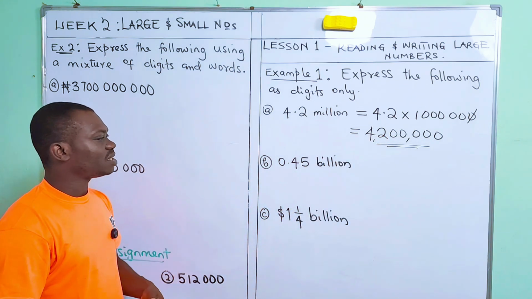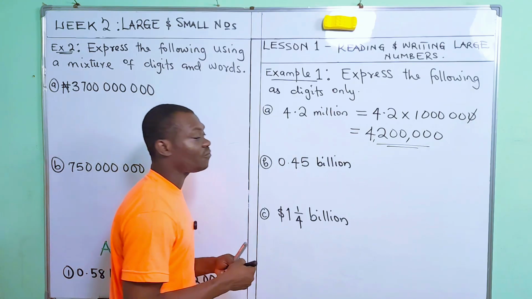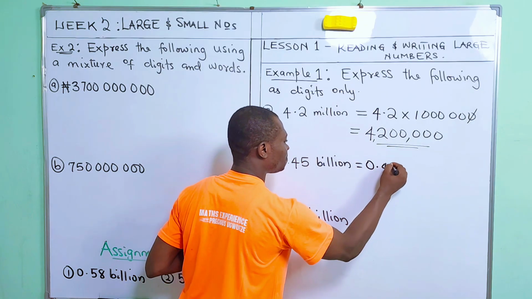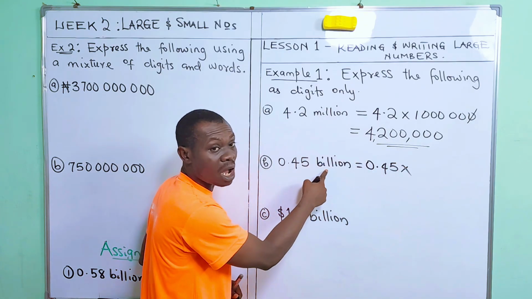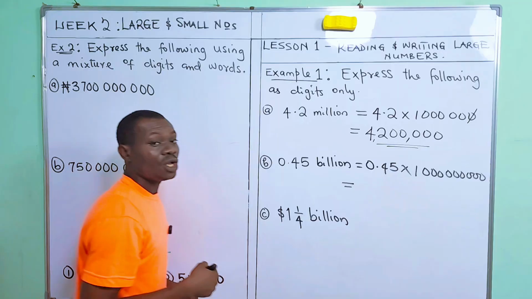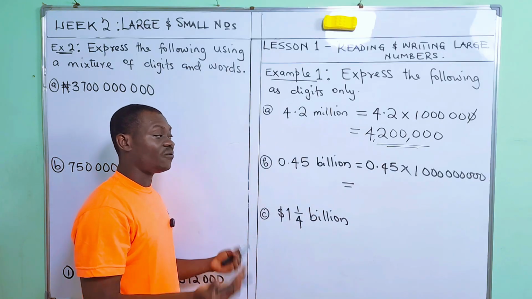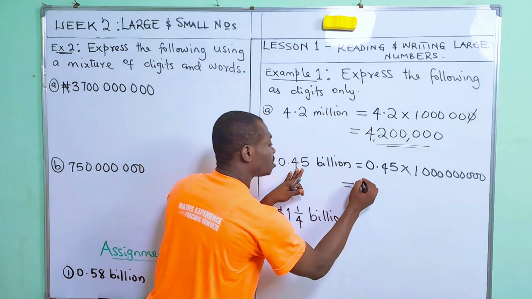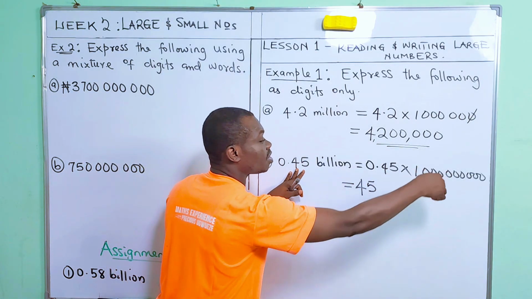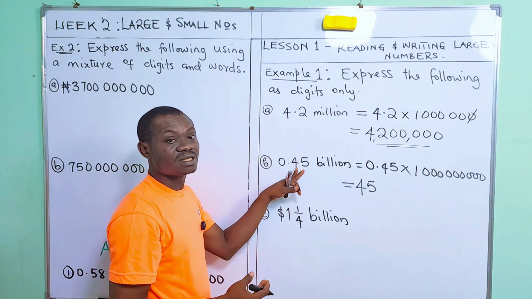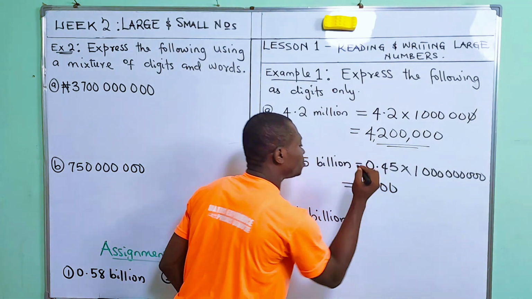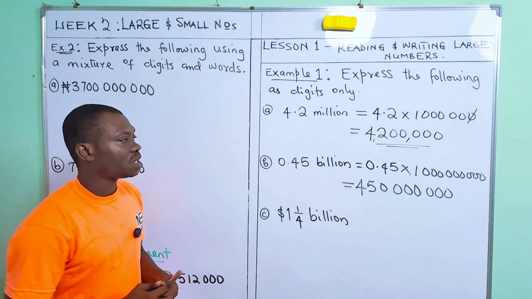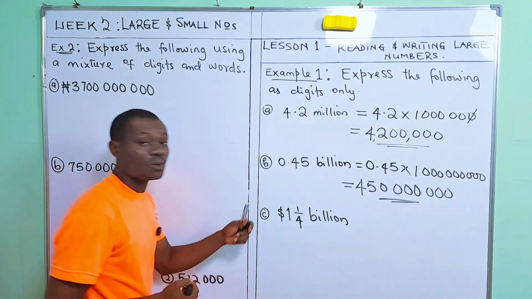Okay, so how about the second one here? We have 0.45 billion. So which is going to be 0.45 multiplied by 1 billion, and in other words, you can actually do this very fast, since you know this is 9 zeros and you have 2 digits after the decimal point. So just write the 2 digits and then take away 2 zeros and then write the remaining 7. Okay, so we'll have 1, 2, and that is 450 million as your solution.